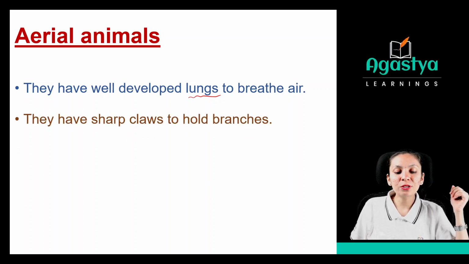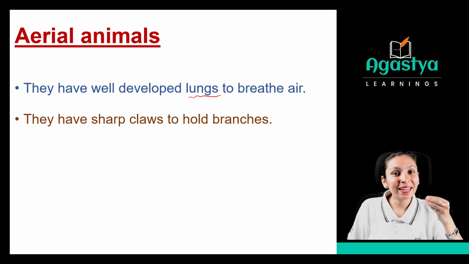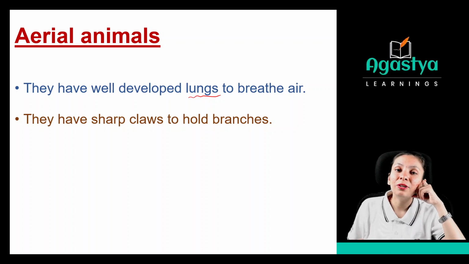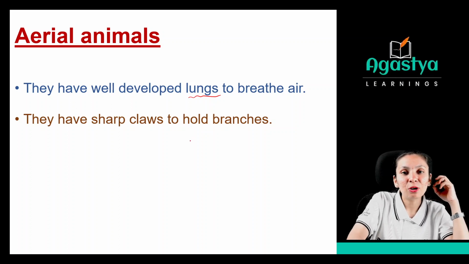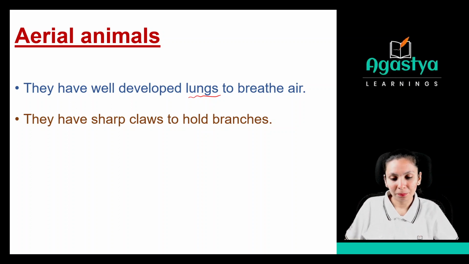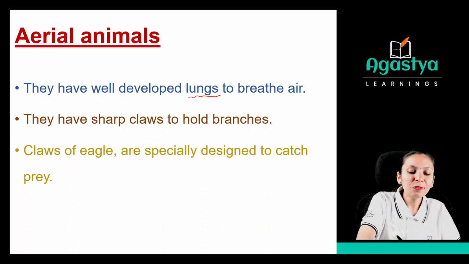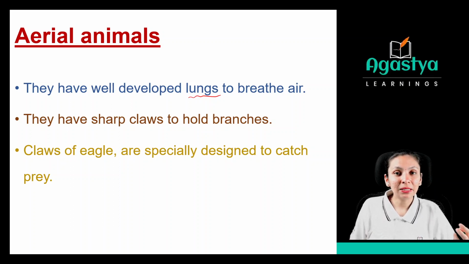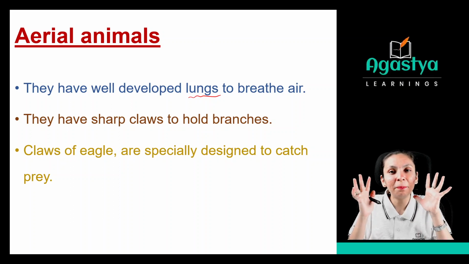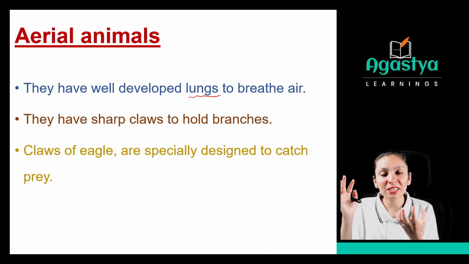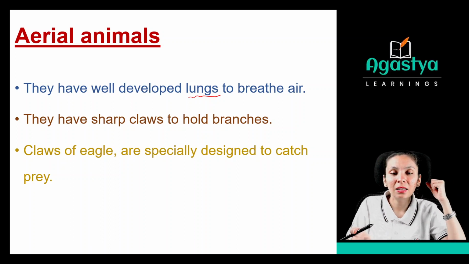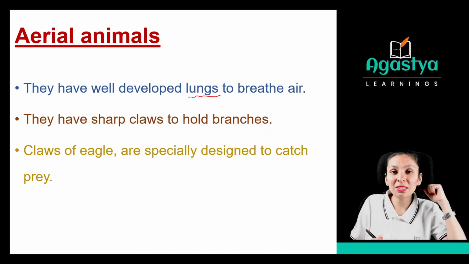They have sharp claws to hold on to branches. See, just like arboreal animals, they have to catch something, they have to hold things, right? So for that, they are having sharp claws to hold on to branches. And the claws of the eagle are specially designed to catch their prey. Whenever you find some eagles, these eagles are having sharper and bigger claws. That is something special about the eagle so that they can catch men too. Yes, they can catch us too. They are having that much capacity.